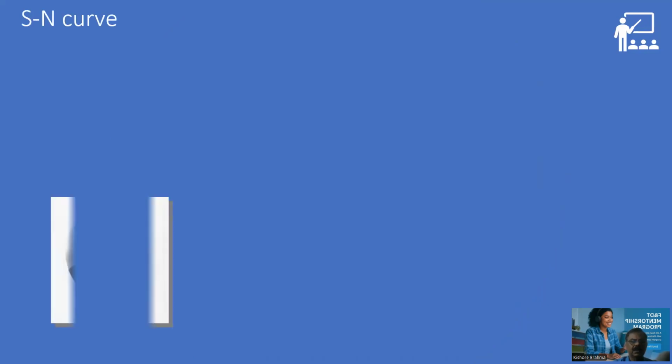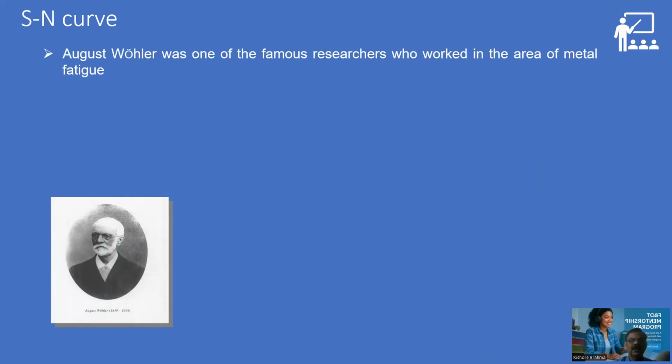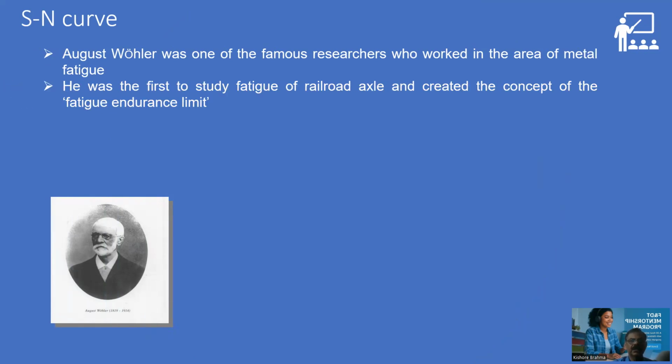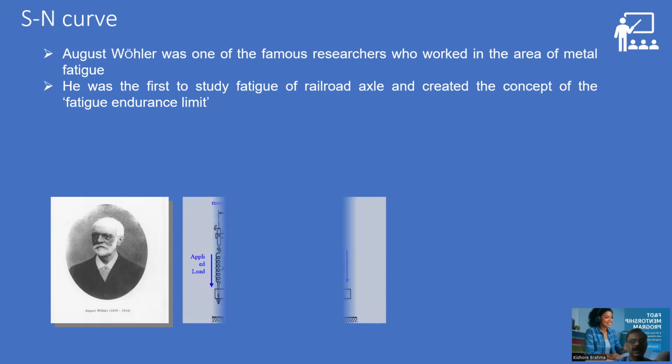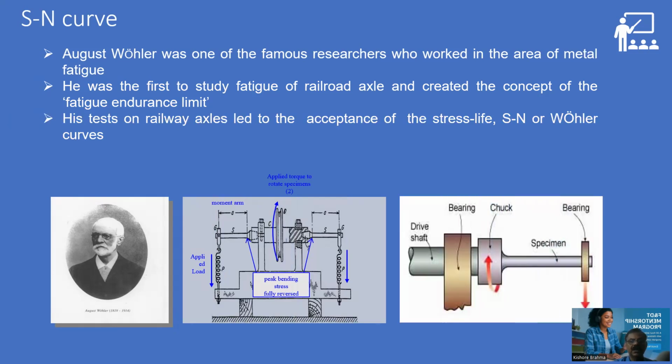It started with the gentleman Wöhler, who was studying the failure of axles in the railway way back when it was introduced as one of the road transport modes. He was the first to study fatigue of railroad axles and created the concept of the fatigue endurance limit. And his systematic study has resulted in the stress-life, or SN, or Wöhler's curve.